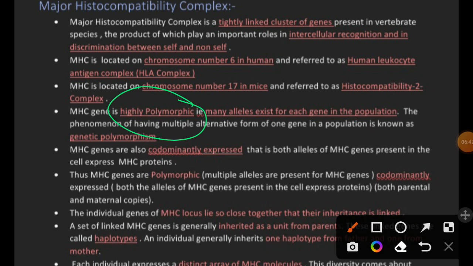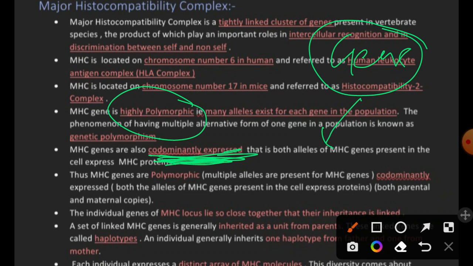The second point is that MHC genes are codominantly expressed, meaning suppose this is an MHC gene which has two alleles, one allele.